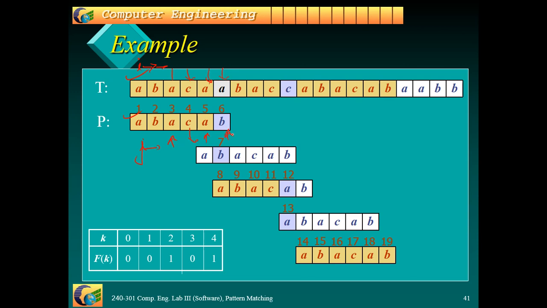Now there is a mismatch. You can see when there is a mismatch here, your j value is 6. So you will find the failure.